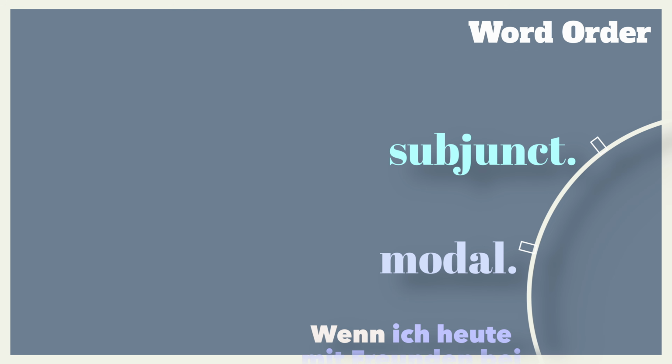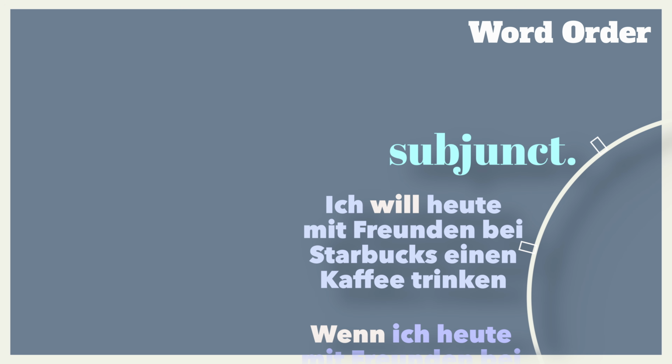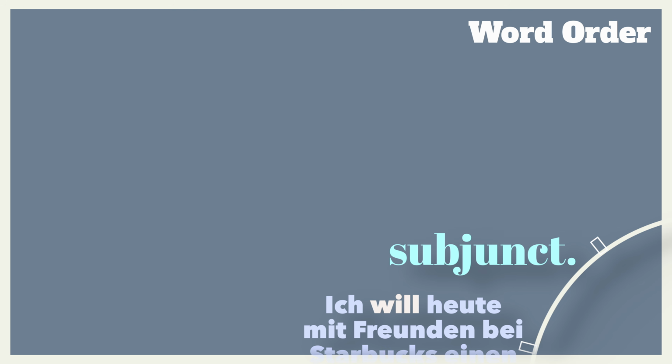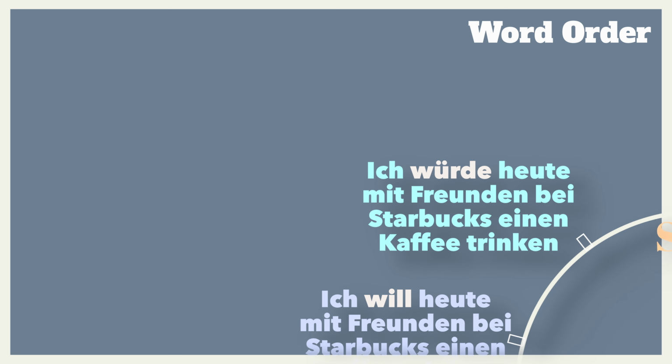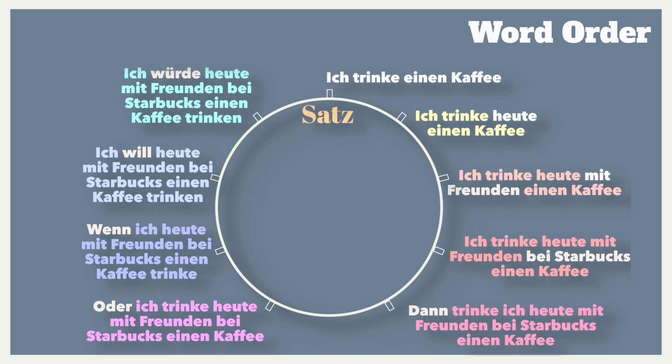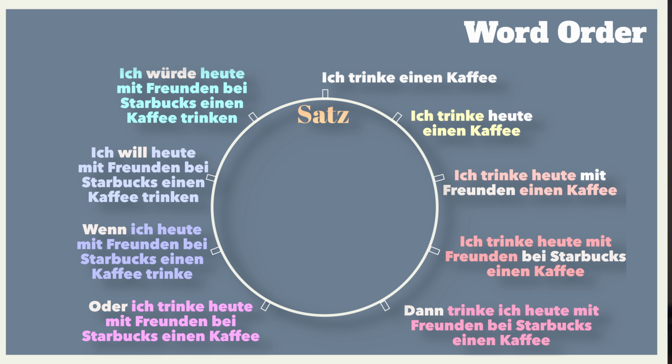Adding in a modal verb is our next step. Ich will heute mit Freunden bei Starbucks einen Kaffee trinken. And finally, we can enter the world of the conditional with the subjunctive. Ich würde heute mit Freunden bei Starbucks einen Kaffee trinken. Lots of different ways to vary our sentence so we can get used to the sound of sentences with different elements. Now, in our next drill, we're going to work through tenses.